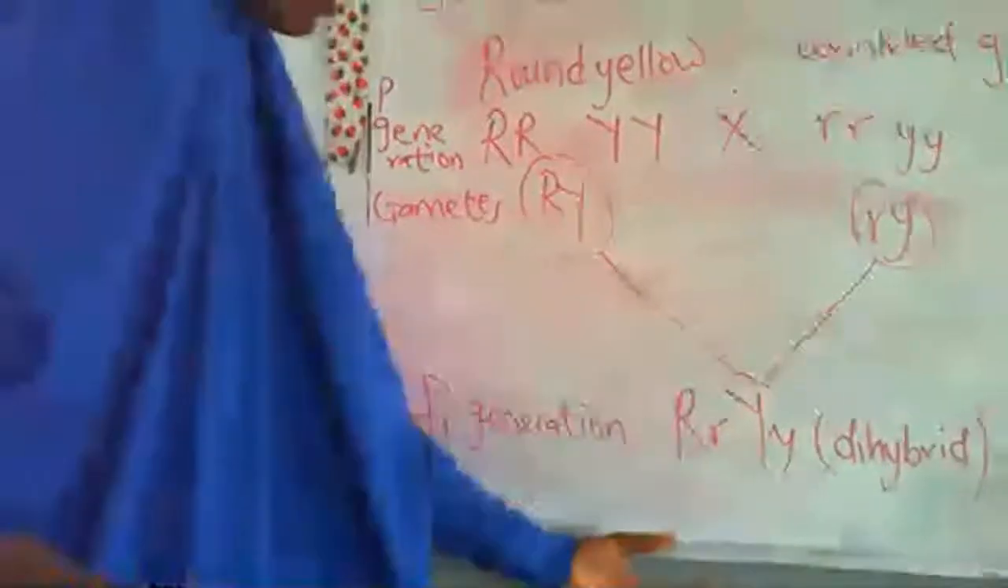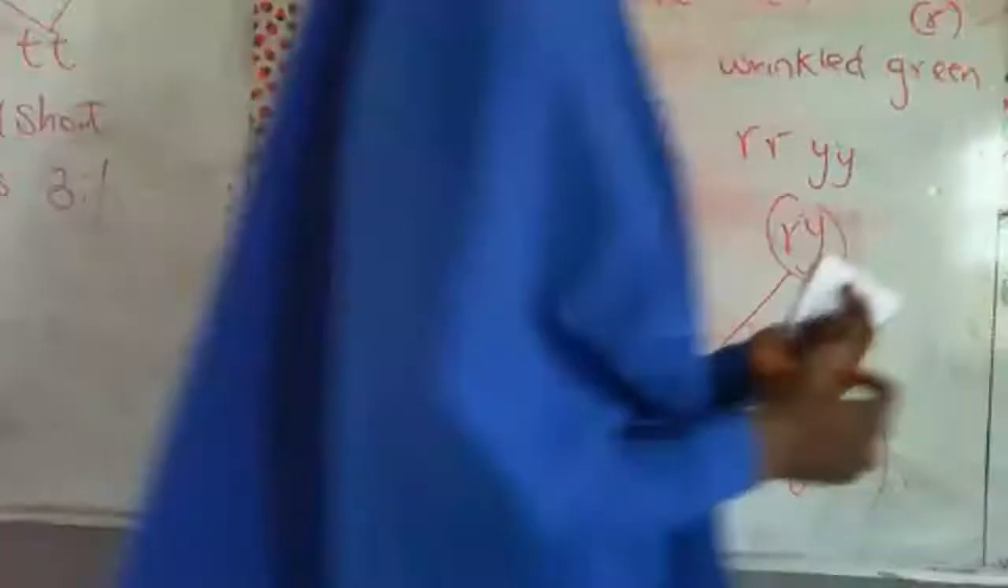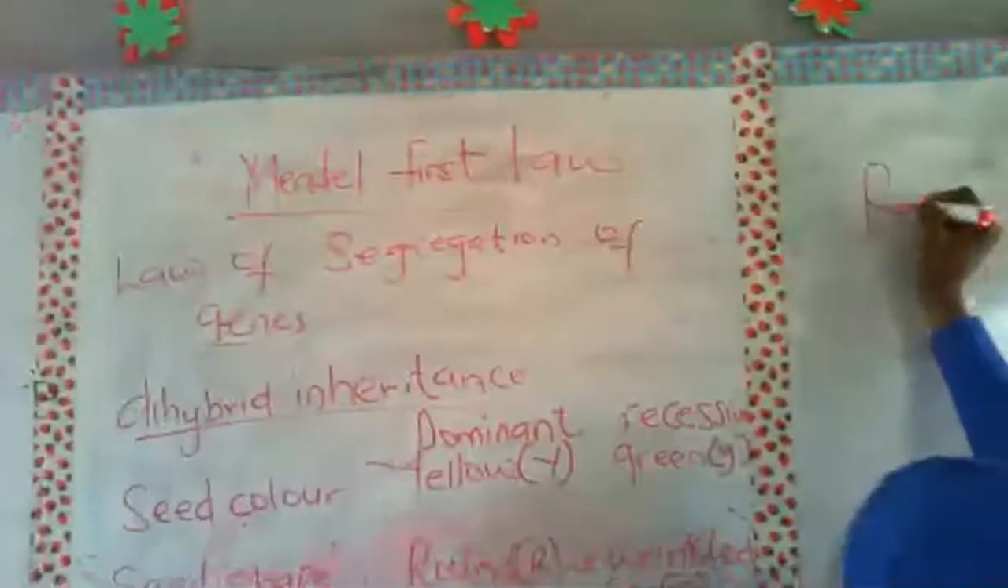So now, for us to get the dihybrid crossing, we have to self-pollinate this dihybrid. How do we self-pollinate? You know that is just crossing of this one with exactly this. So we are going to cross this together, meaning we are going to have capital letter R, small letter r, capital letter Y, small letter y, then capital letter R, small letter r, then capital letter Y, small letter y.